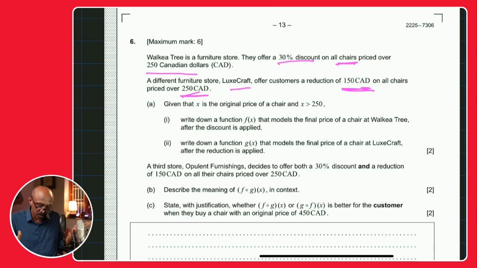So there's one discount, ignoring the name, because it'll take me some time to get the right pronunciation. Walkier Tree is offering a 30% discount on all chairs priced over 250 Canadian dollars. The second store, Luxcraft, is offering a reduction of 150 Canadian dollars on all chairs priced over 250 Canadian dollars. Any chair above 250 Canadian dollars gets a discount, but Walkier Tree offers a 30% discount, whereas Luxcraft offers a straight reduction of $150.